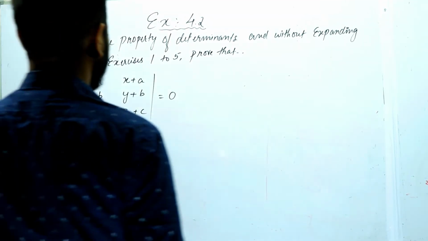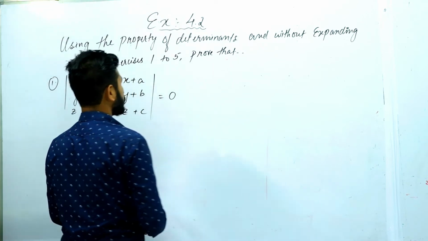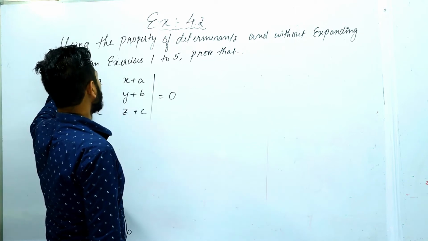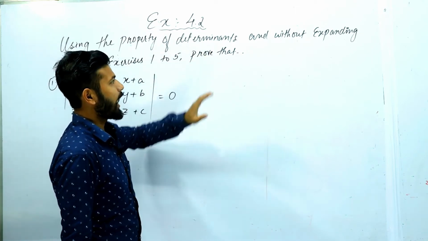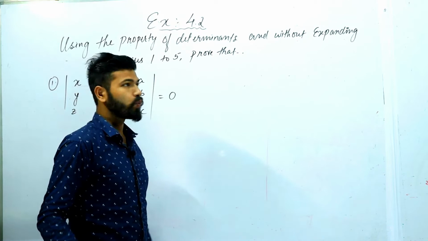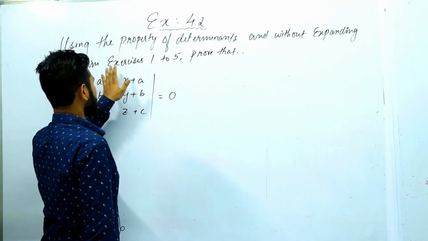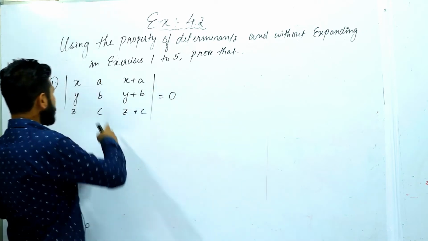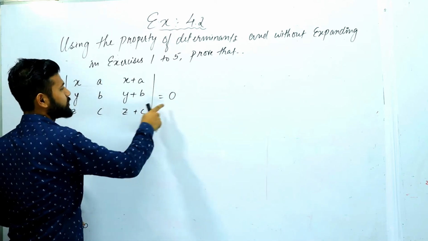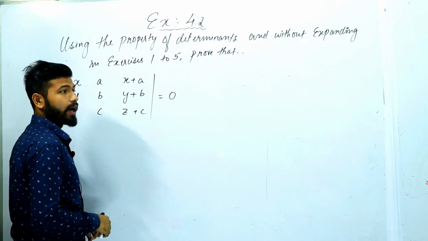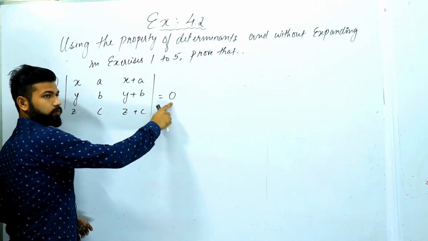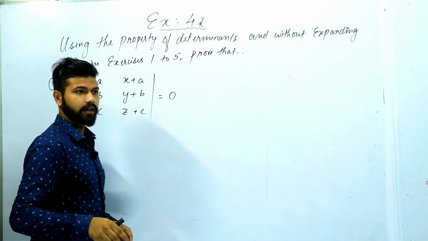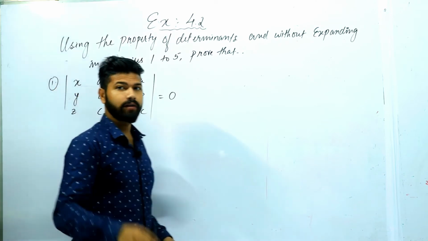Today we shall move to the next exercise, exercise 4.2, chapter 4. The first question is: using the property of determinant and without expanding, in exercise 1 to 5, meaning question number 1 to 5, prove that these determinants give the result 0. We have to show the result is 0 without expanding, but using only the determinant properties.